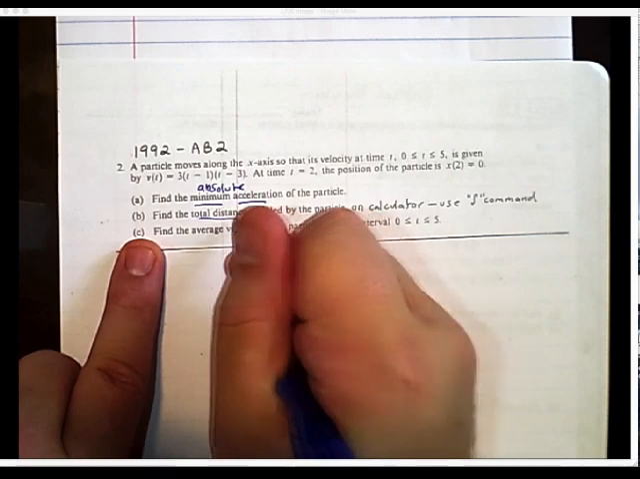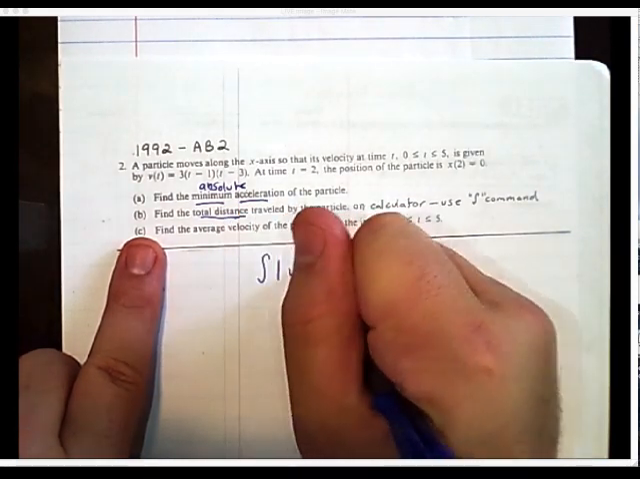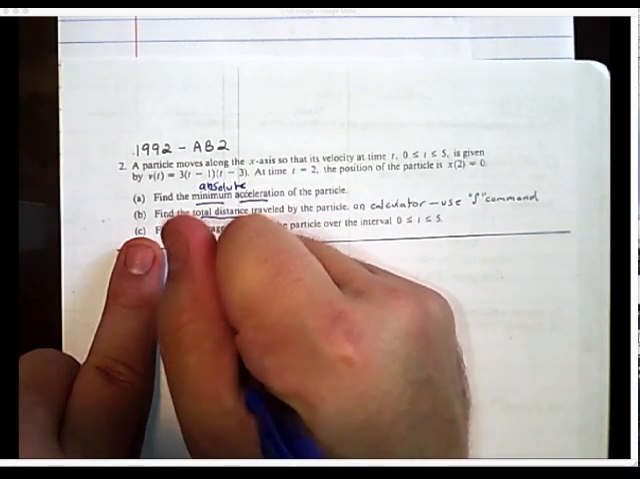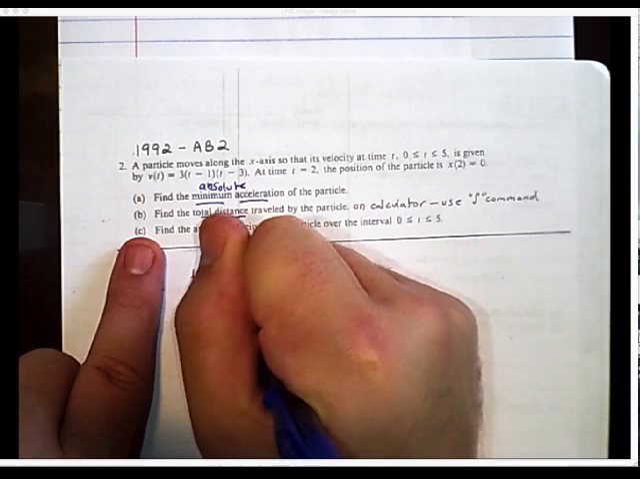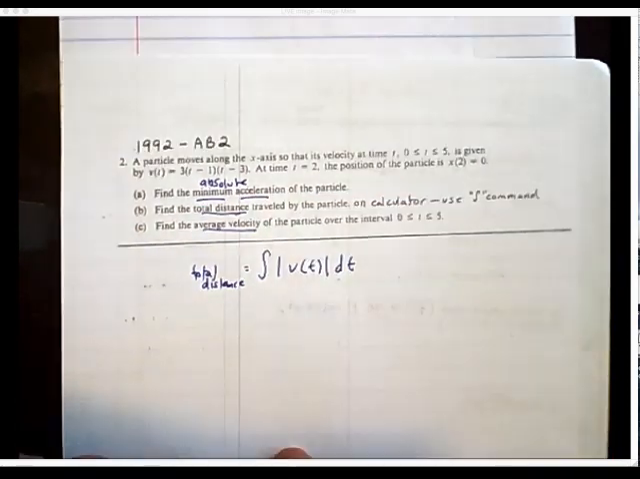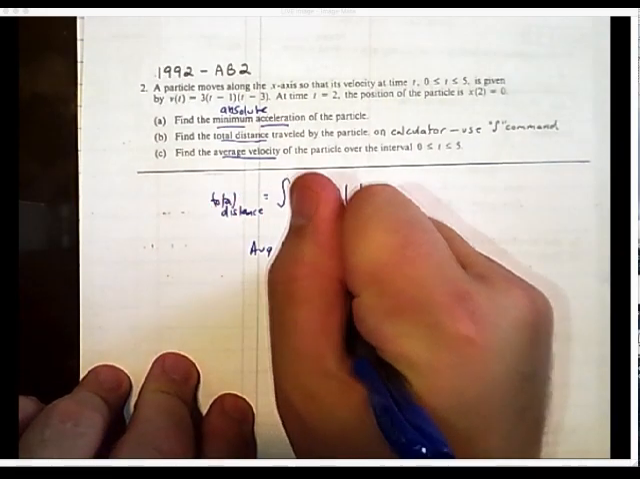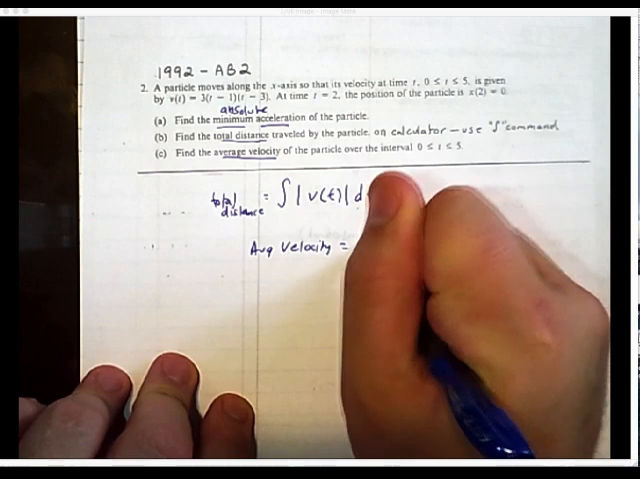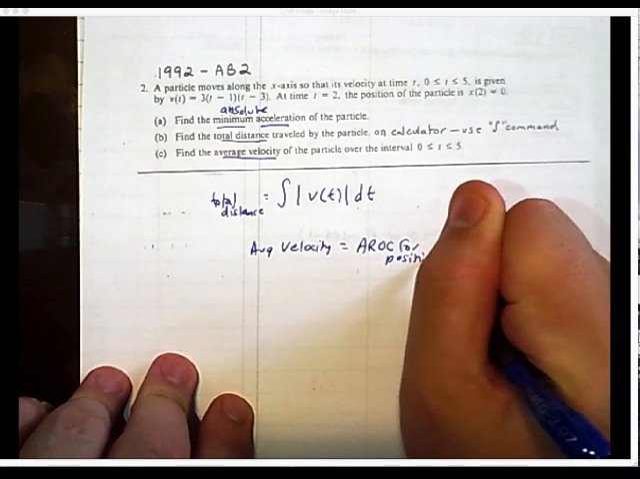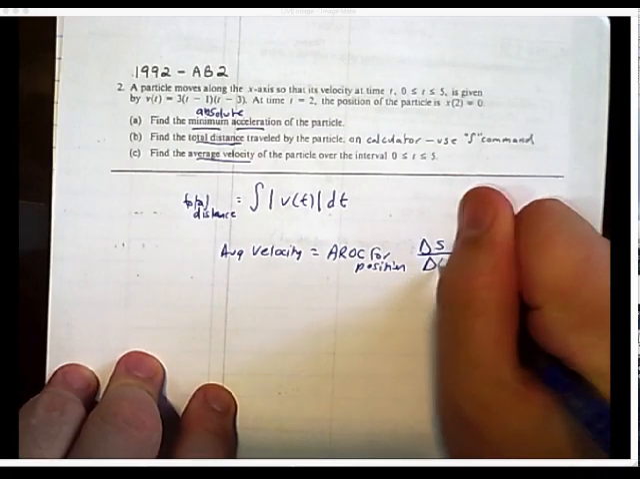Here, find the total distance. Remember that total distance is the integral of the absolute value of velocity. That's total distance. And here, find the average velocity. So to find average velocity, that's like taking the average rate of change for position. So that's like change in position over change in time.